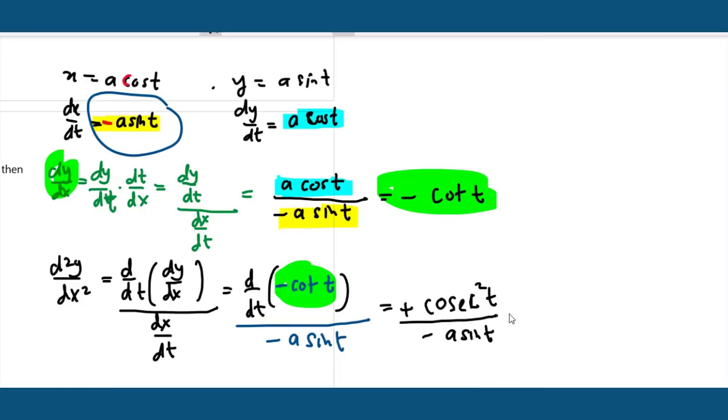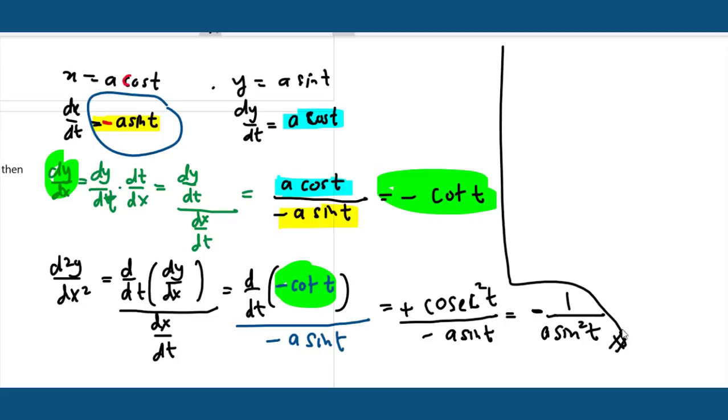Simplify. Cosecant is 1 over sine. So 1 over sine t squared, and then we still have the a. So the answer is here.